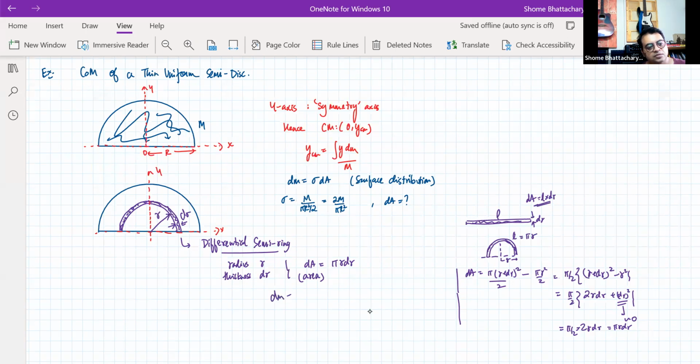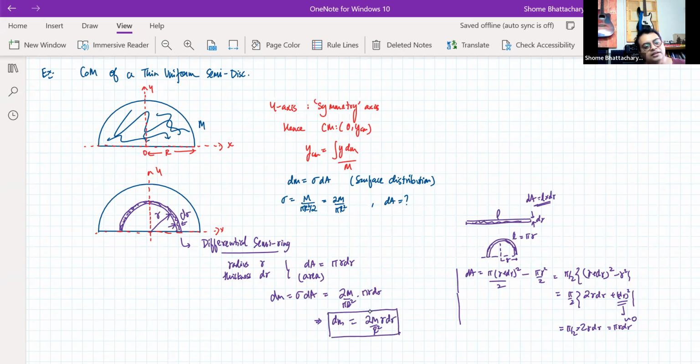First, let's write its mass. So its mass is sigma into dA. So sigma was 2m upon pi R square, and dA we just saw is pi r dr. So the mass of that semi-ring is equal to 2m upon capital R square into r dr. Okay, this is the mass.